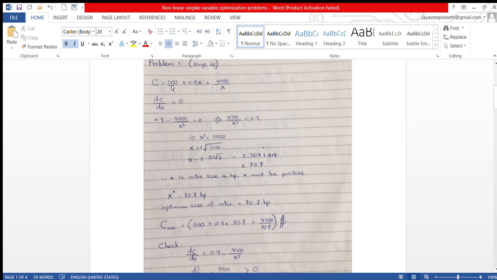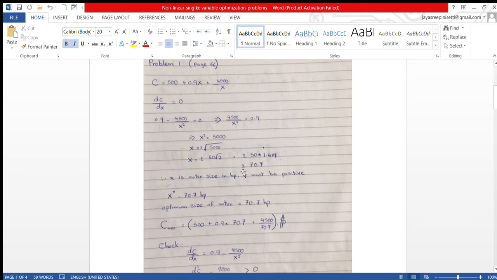The derivative of 500 will be 0 because it is a constant, and 0.9x will become 0.9. Here 4500 over x will become minus 4500 over x squared. How does it become that? Write x upstairs to become x to the power minus 1. The derivative of x to the power minus 1 is minus 1 times x to the power minus 1 minus 1, so x to the power minus 2, bring that down. So 0.9 minus 4500 over x squared equals 0. If you solve this, you will get x, the motor size.